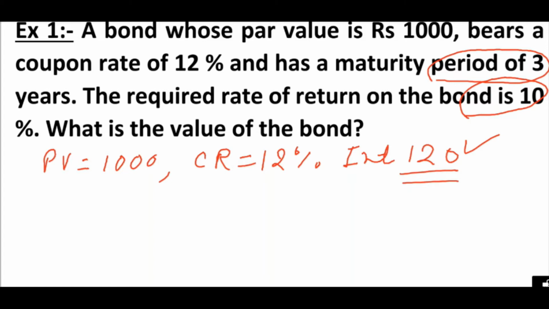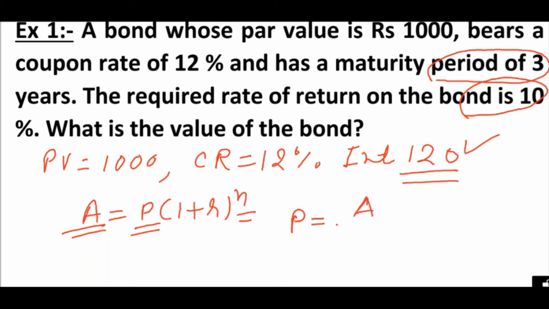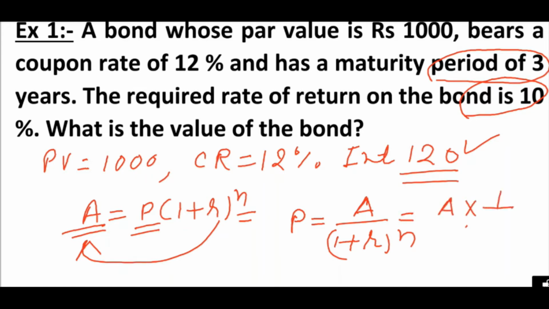I'll write the formula of compound interest. What is the compound interest formula? A equals P times (1 plus r) to the power n, where P is the principal, A is the future amount, and n is the time period. So what is P here? P is nothing but A divided by (1 plus r) to the power n. That means we have transferred this to this side, so P equals A into 1 upon (1 plus r) to the power n, where this 1 divided by (1 plus r) to the power n is known as the discounting factor.